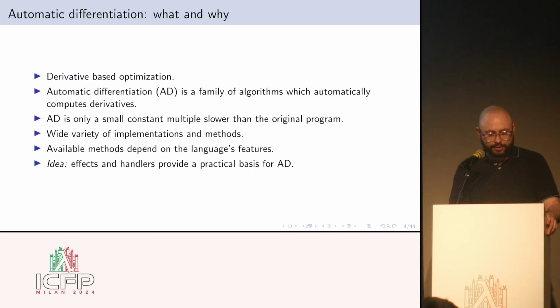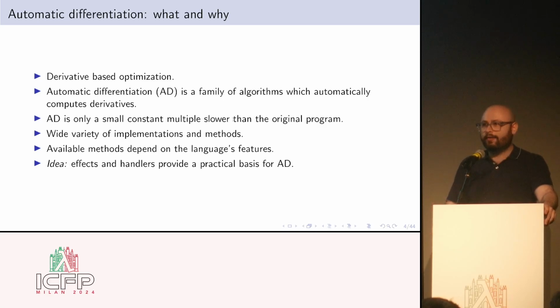So automatic differentiation, what and why? Derivative-based optimization is important nowadays for machine learning, AI, scientific modeling, what have you. A lot of that is achieved through automatic differentiation, which is a large family of algorithms to compute derivatives automatically based on a fixed implementation that you program. And the good thing about automatic differentiation is it's only a constant multiple slower than the original program. So if the original is 10 seconds, then the original plus calculating derivative will be like 30 seconds.